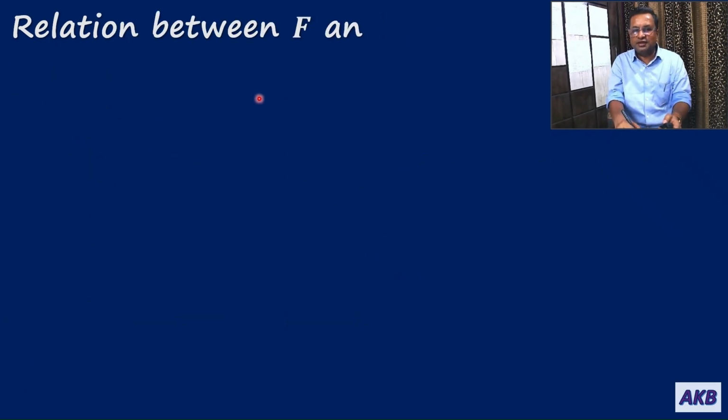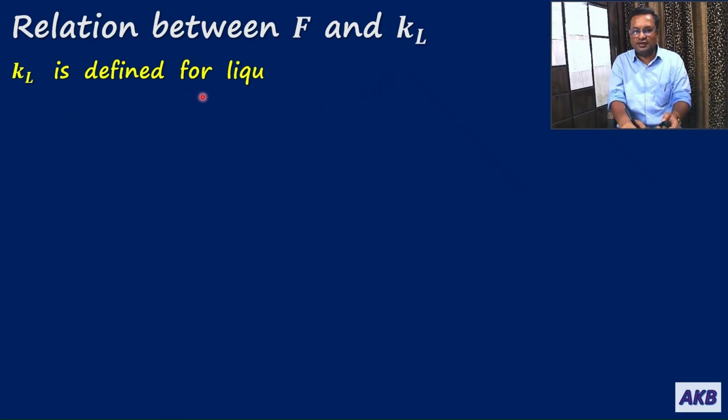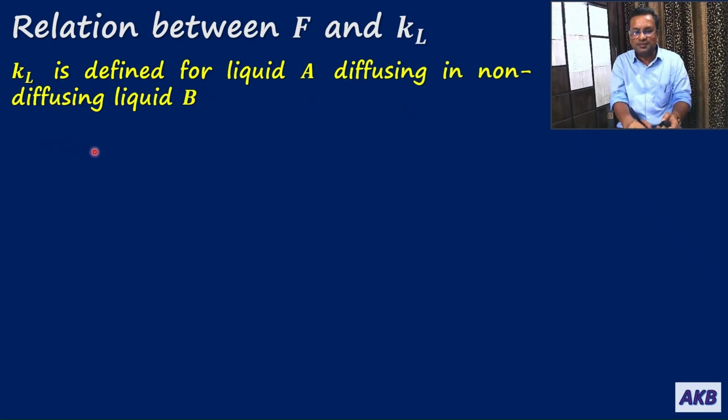Next, we will be getting the relationship between F and KL. Now, we will be talking about liquids. So, KL is defined for liquid A diffusing in non-diffusing liquid B. The equation is Na is equal to KL into Ca1 minus Ca2. The driving force is molar concentration difference. I am calling it equation 16.